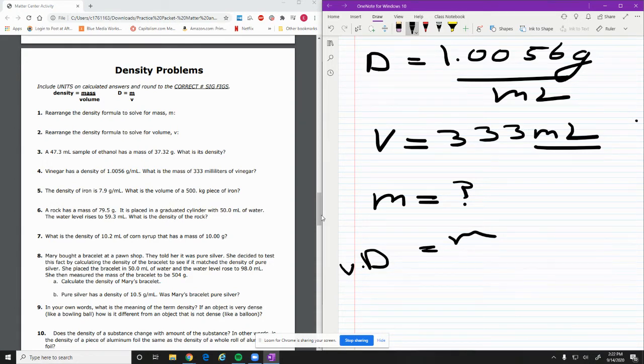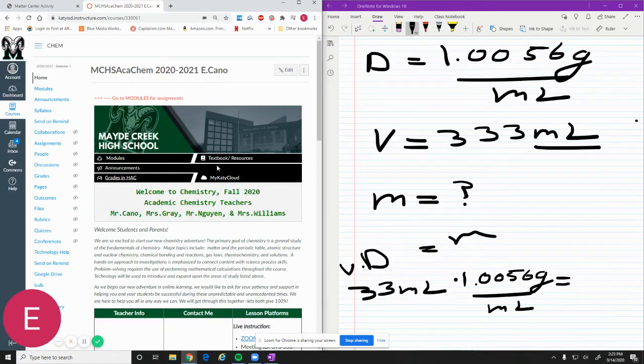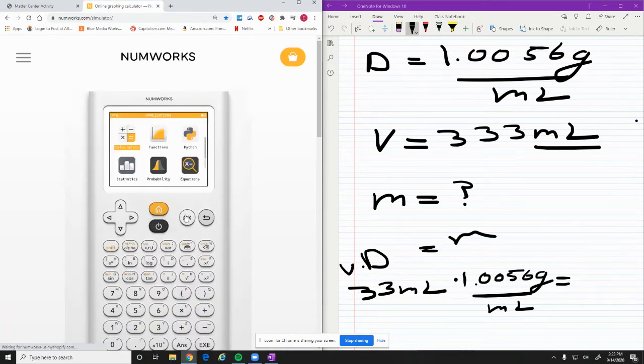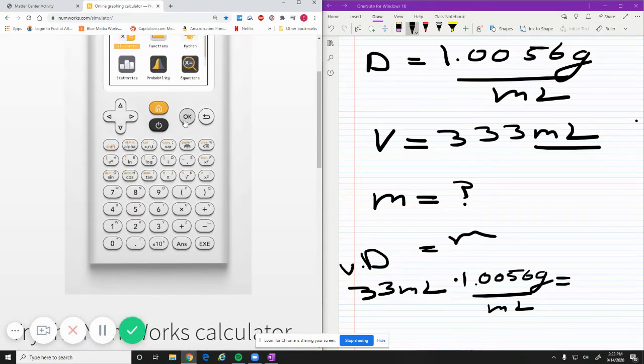So, we have volume, we said 333 ml, multiplied by the density, which we said is 1.0056. Don't forget the units, never forget the units, grams per ml. And that's going to equal my mass. So I'm going to pull up the calculator from the textbook and resources, which is the one I want you using. And then I'll just do the math.